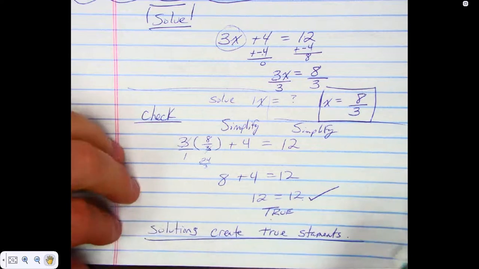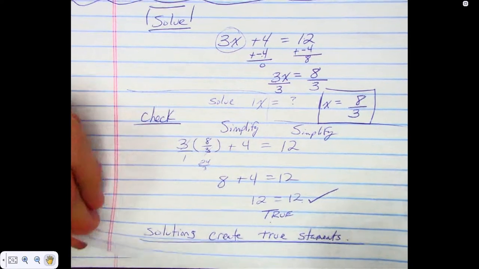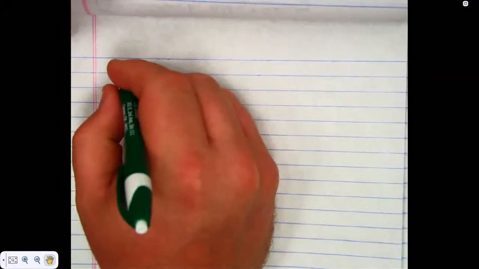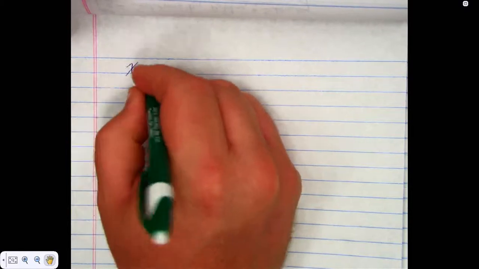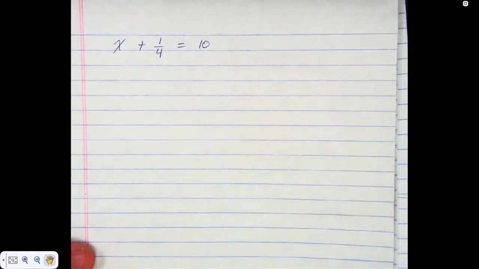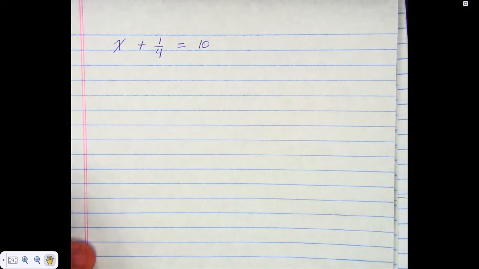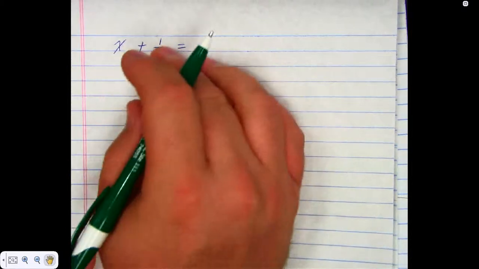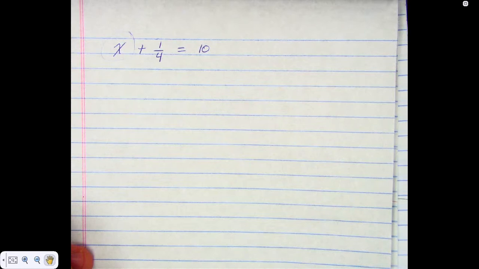Now, one thing here. What about when you have a problem like this? A problem and they ask you to solve. Is this going to scare you? Hopefully not. It's no different than if there was a 4 there. There's my variable term I'm solving for. I need to get it by itself.